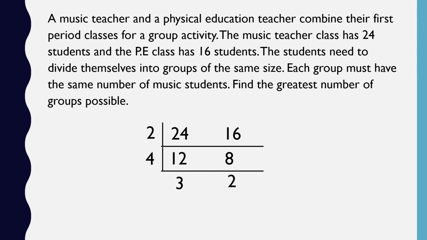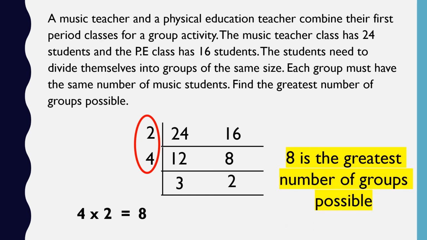So now 3 and 2 are relatively prime numbers. So we're going to take 2 and 4 and multiply them together. 2 times 4 or 4 times 2 is 8. So our greatest common factor is 8. 8 is the greatest number of groups that is possible.